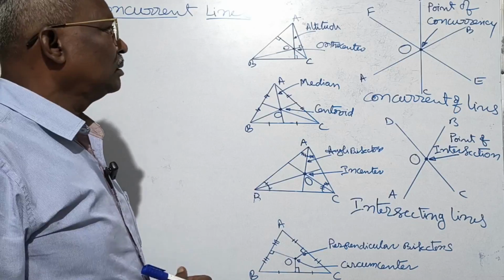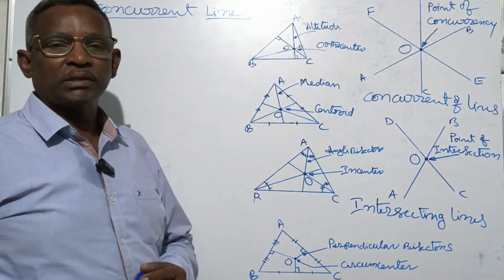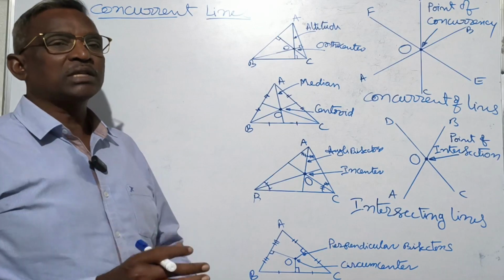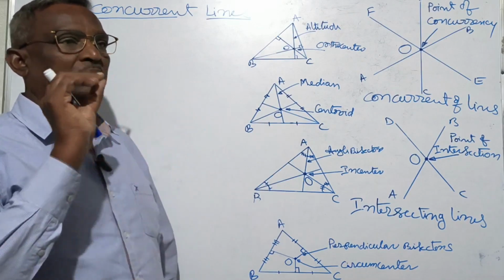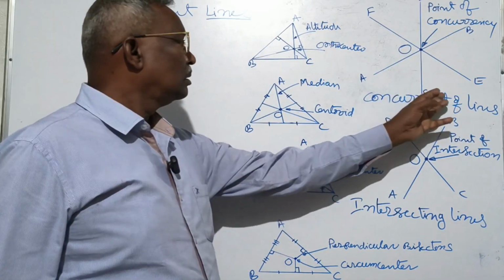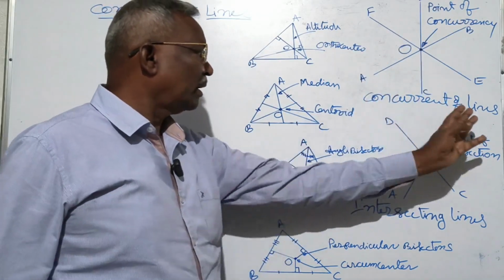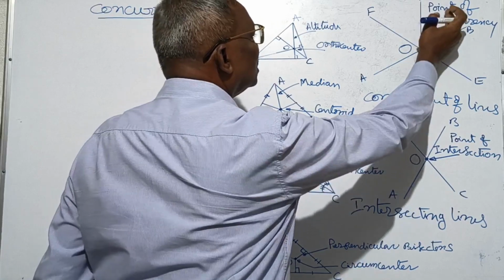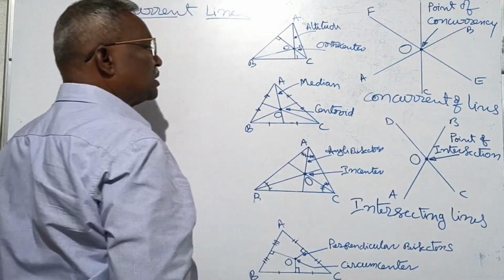Again I am repeating, concurrent lines means more than two lines passing through a single common point. There are three lines passing through a single common point. The single common point is called the point of concurrency.